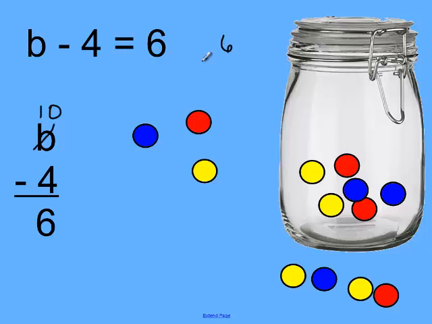We're going to add in the 4. Going to add it back in. The 6 is how many we had left over. We took 4 out, so we're going to put them back in the jar. And 6 plus 4 is 10.